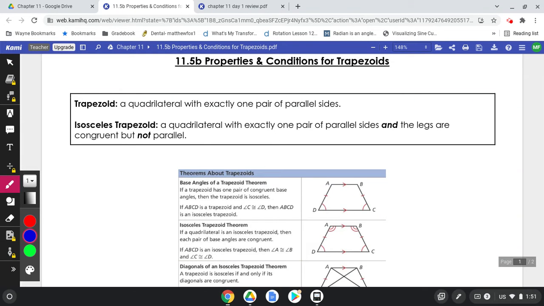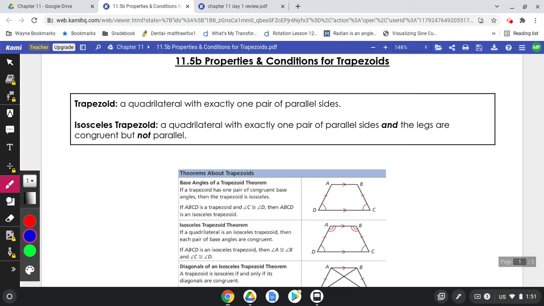So the last shape we are talking about in this chapter are quadrilaterals. We know they have four sides, and we've so far talked about parallelograms, rhombus, square, rectangle. We've also talked about the kite. Today we're going to talk about a trapezoid, and this is going to be a quadrilateral with exactly one pair of parallel sides. Okay. Now, those two parallel sides are known as the base or the bases.